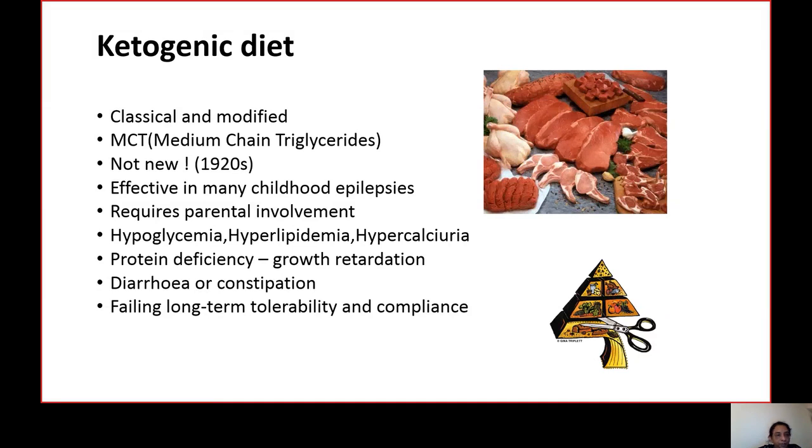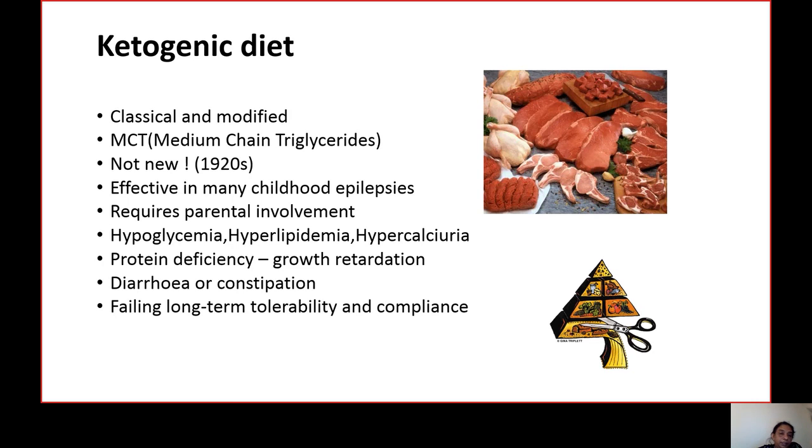But in the modified diet, we will give carbohydrates to a lesser extent, and the fats and the proteins will be the major components. So medium chain triglycerides are the ones that we use. And of course, when you talk about the ketogenic diet, this is not a new therapy. It has been there since 1920, so it's been a few decades now that we have been having it.